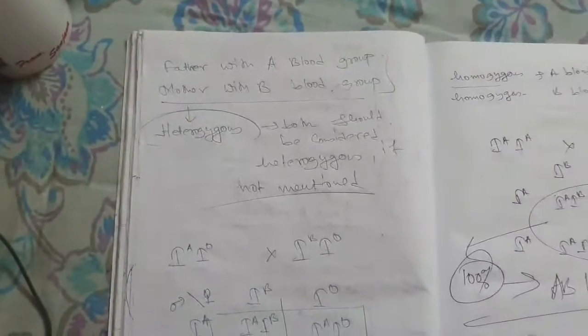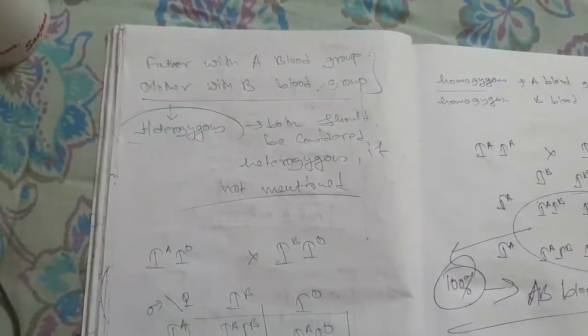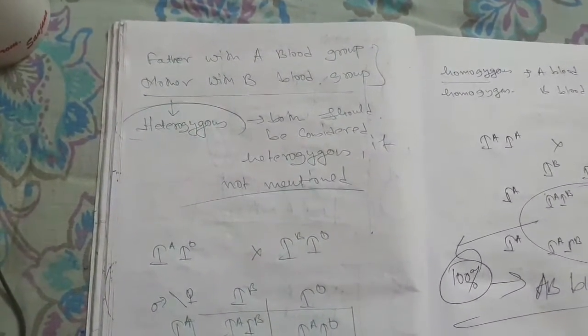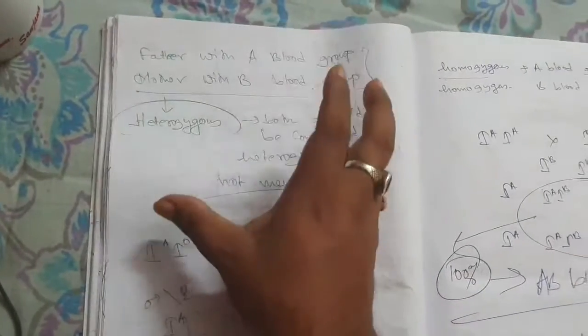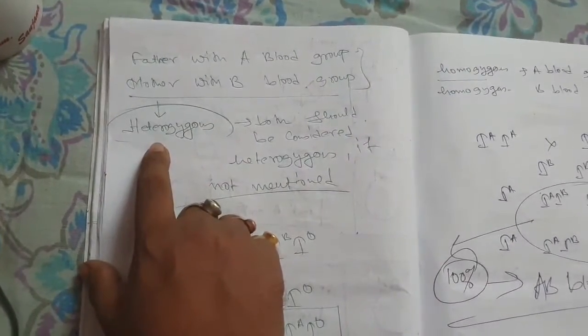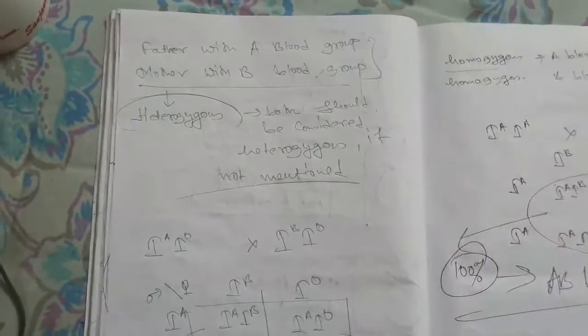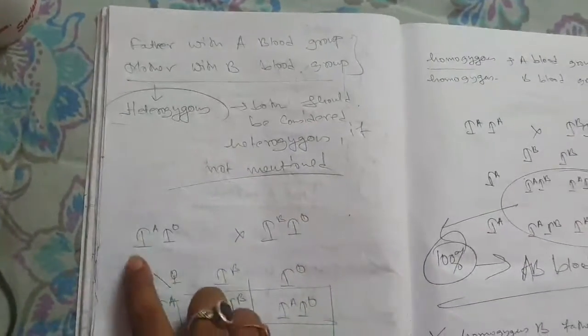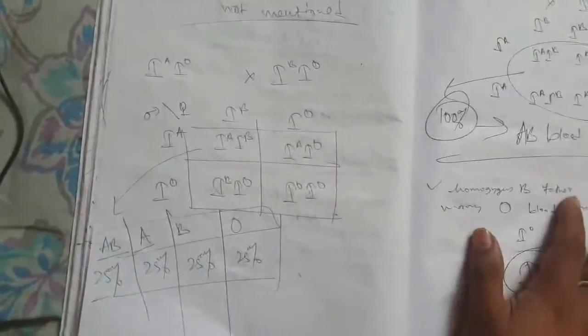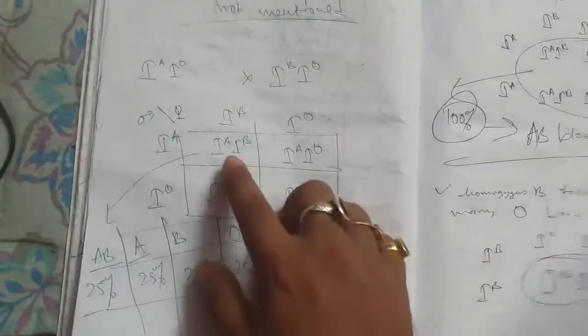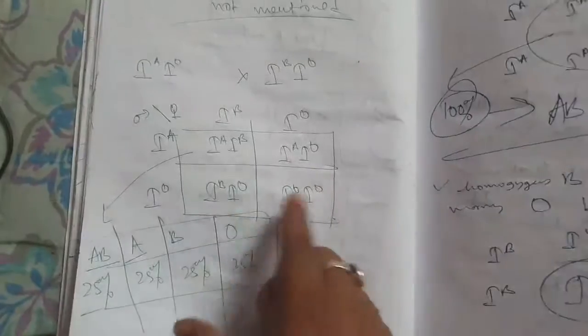I explained this. Now, if a father has A blood group and a mother has B blood group, if such a question is given, always consider them heterozygous. This trick I taught you. Always consider them heterozygous. So IA IO and IB IO, if you cross, then you get AB blood group, A blood group, B blood group, or O blood group in case of this.